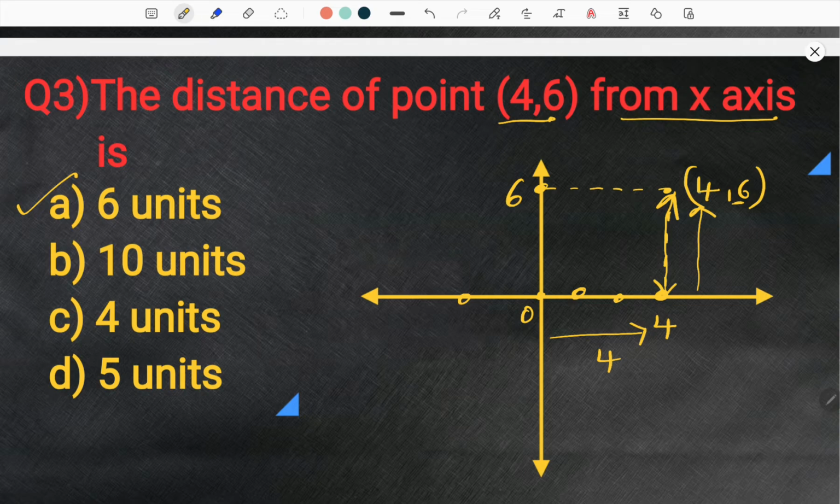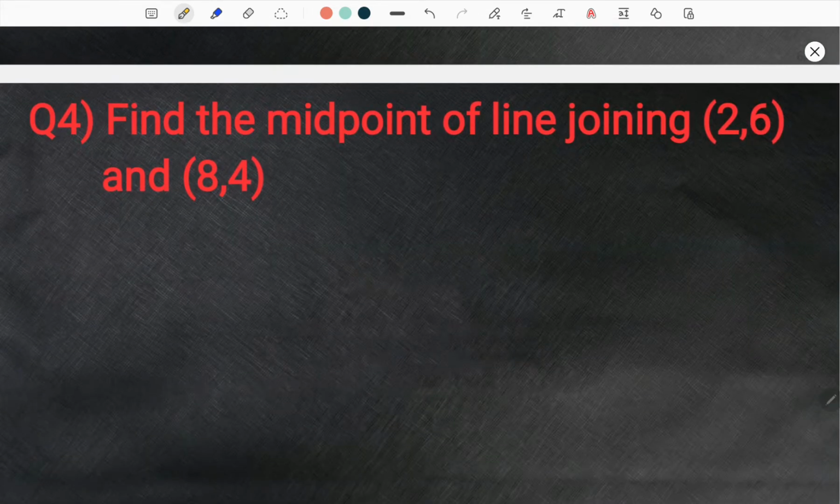All right, once again see this. What is the distance of this point 4 comma 6 from x-axis? Where is x-axis? This is the x-axis, and from this how much distance is it above? It is above for 6 units. So here is the 6 point. All right, so that's why the answer is 6 units. Moving forward to the next question.